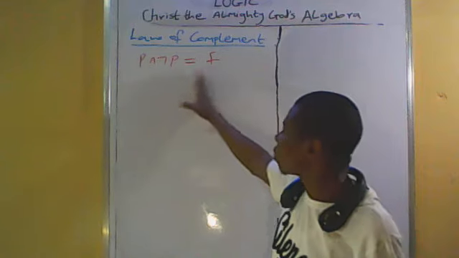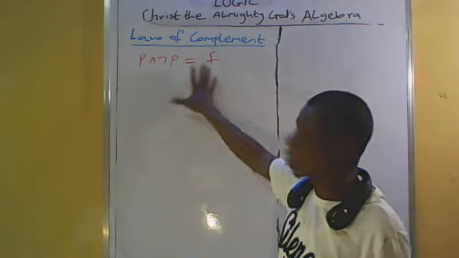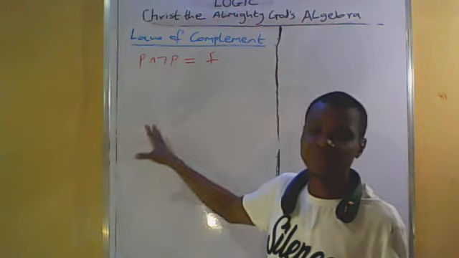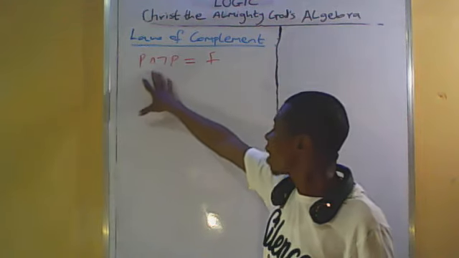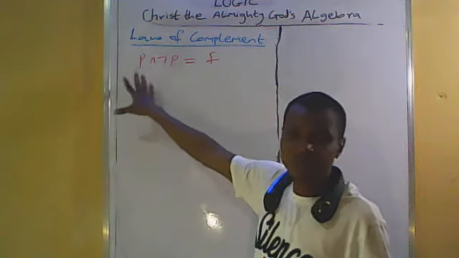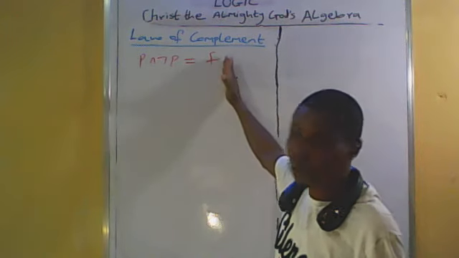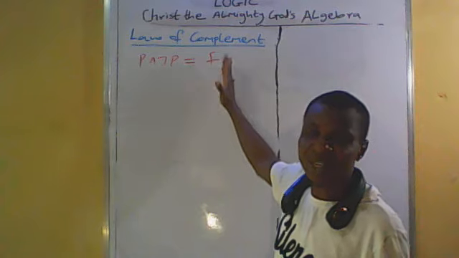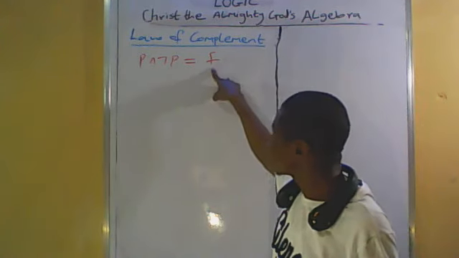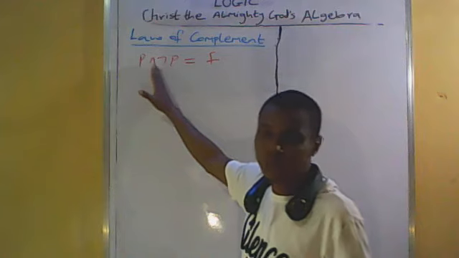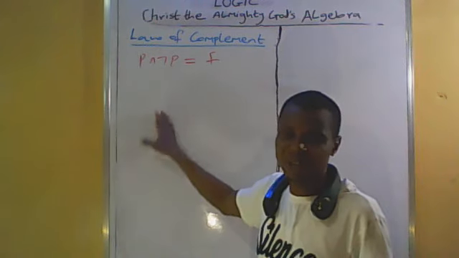If you look at this equation, you will find out that it is a logical equivalence. That means it is a law. Because whenever the left hand of the equation is true, then the right hand of the equation must also be true. In the same vein, whenever the right hand of the equation is false, the left hand of the equation must also be false. We say that it is logically equivalent.